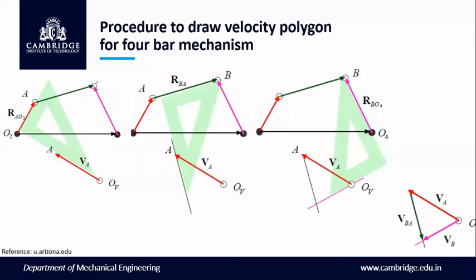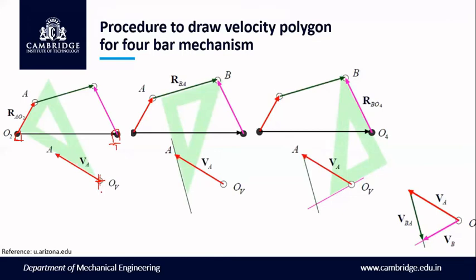First, we need to draw the configuration diagram. Once we have the configuration diagram, we need to locate a point OV. OV means zero velocity point. In the configuration diagram, we have two fixed points, that means two zero velocity points, that is O2 and O4. These two will be considered on the vector diagram at a common point.